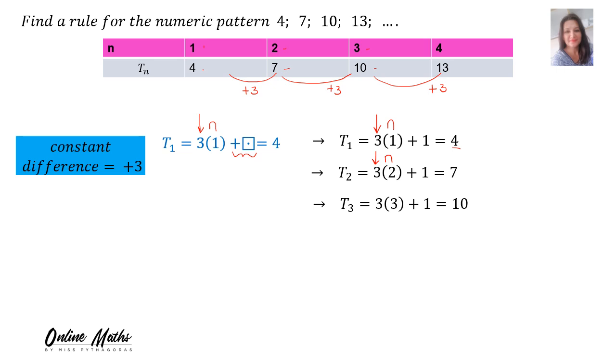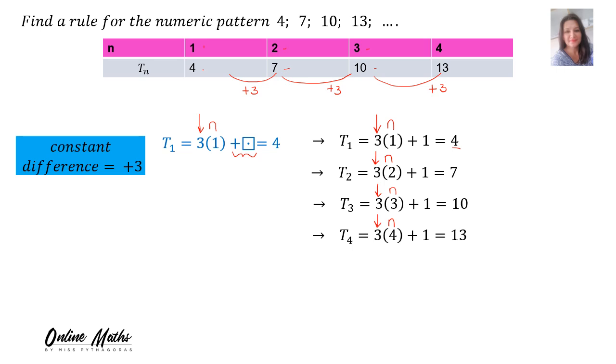Term 3, constant difference times n plus 1 is 10. 3 times 3 is 9 plus 1 is 10. Term 4, constant difference times n plus 1 is 13. 3 times 4 is 12 plus 1 is 13.